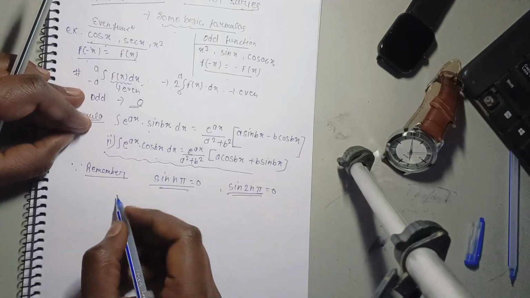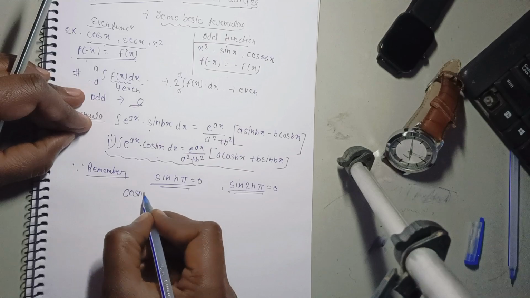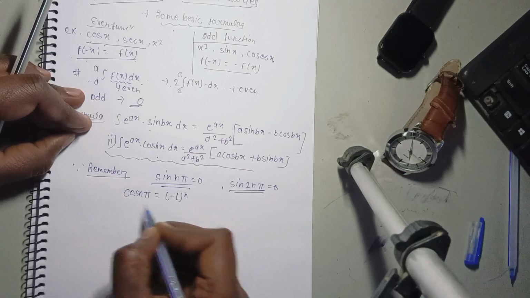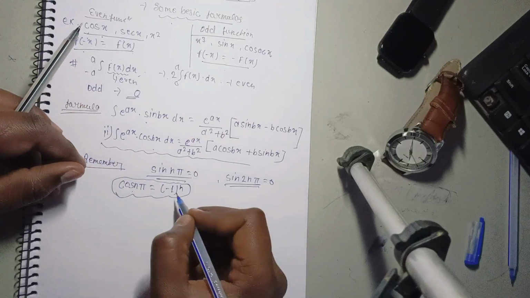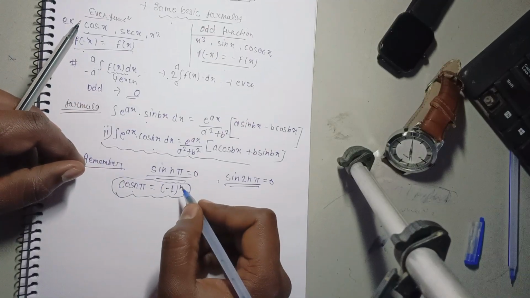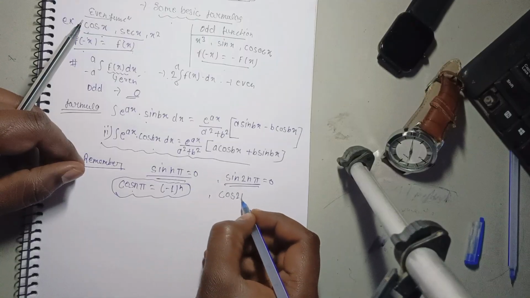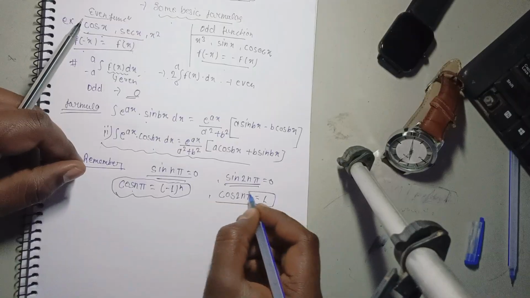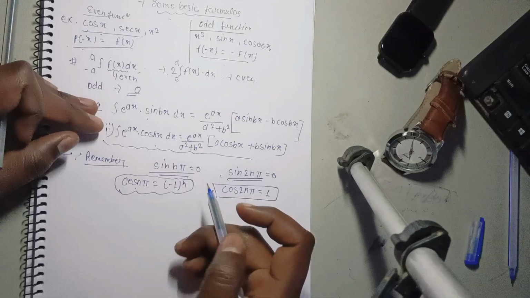And cos n pi is always equal to minus 1 to the power n. Remember this, we will use cos n pi multiple times. Cos n pi is equal to minus 1 to the power n. Cos 2n pi is equal to 1. You also need to remember this. These are some properties which we need to remember.